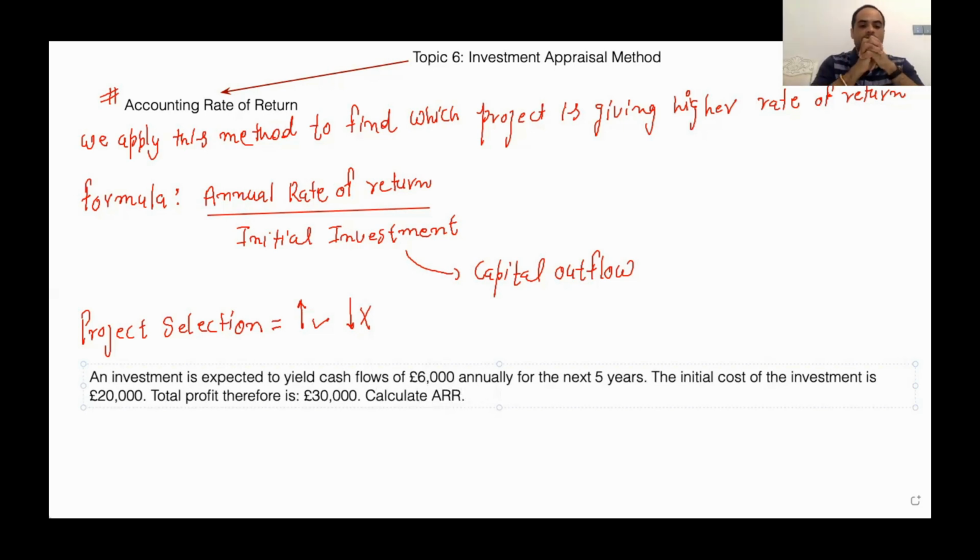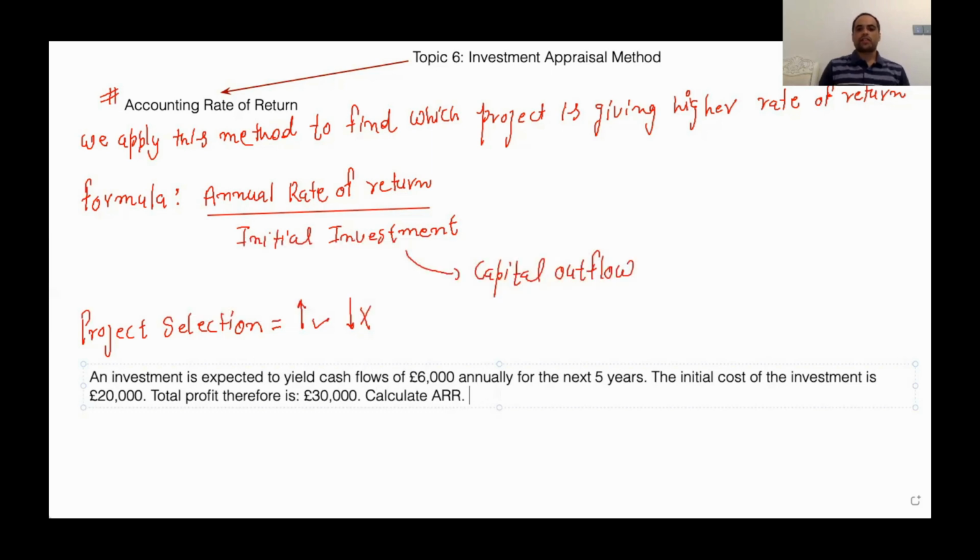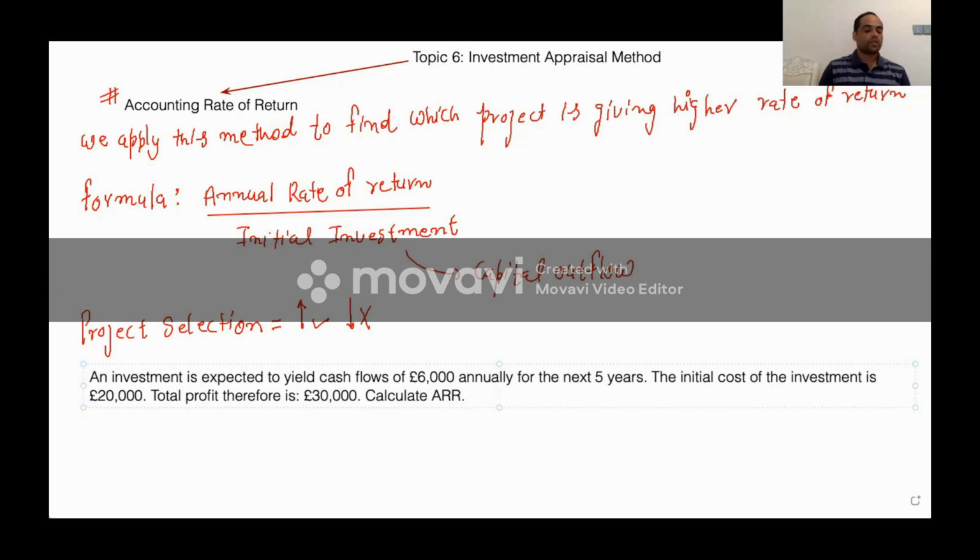It says that an investment is expected to earn cash flow of 6,000 annually for the next 5 years. So this is your, what is 6,000 pounds? 6,000 pound is your rate of return. And the initial cost of investment is 20,000. And the total profit for the project is 30,000, 6,000 multiplied by 5. So now calculate ARR. Quickly tell me how much is ARR?